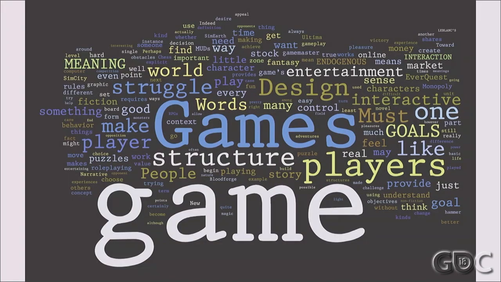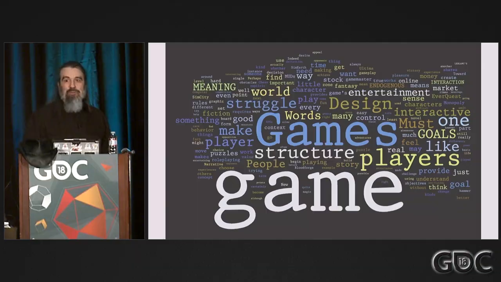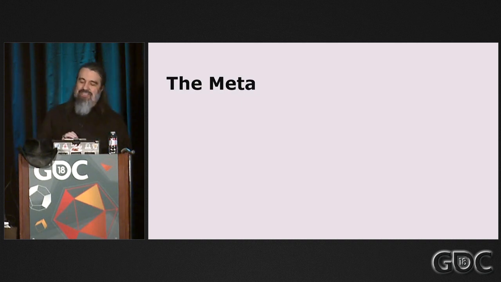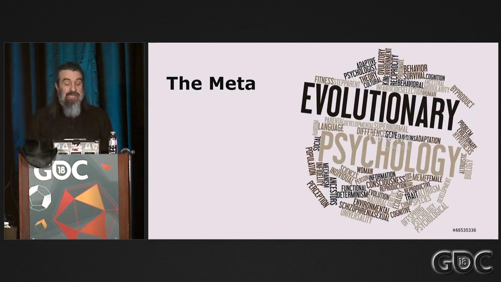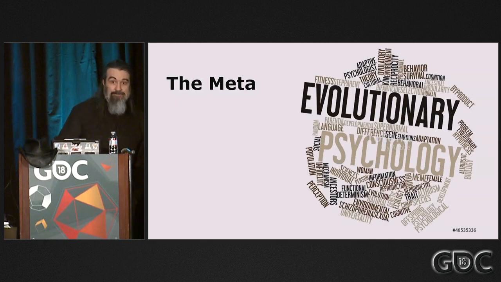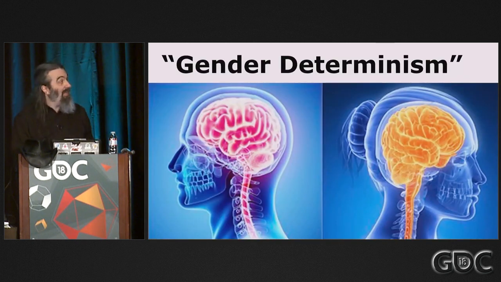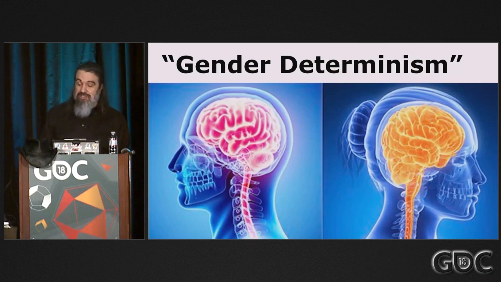Now you might understand, given the dominance of adrenaline and fight or flight gameplay in video games, why I'm putting this notion forward to you. I think this is a very interesting theory. But before we go on, I want to talk a little bit about the meta here, because our subject today is affectionately referred to as evolutionary psychology, the lens of behavior in evolutionary terms, and also by its much less fun name, gender determinism.